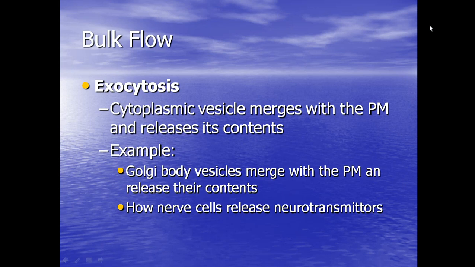So when there is a bulk transport, mostly it does with the vesicle, because Golgi body forms the vesicle, and this Golgi body vesicles merge with the plasma membrane and release their content. Even this is how the neurotransmitters are released at the synaptic junction.